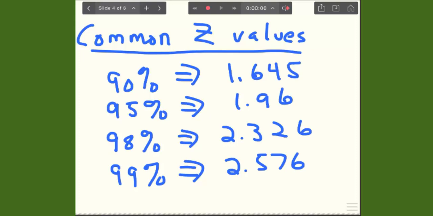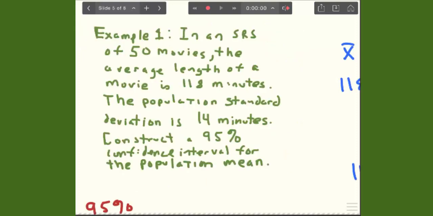Okay, so we'll start with an example. We have a simple random sample of 50 movies. So we have a simple random sample. That's one condition met. The average length of the movie is 118 minutes. The population standard deviation is 14. That was one of the other requirements. We had a population standard deviation. And we want to construct a 95% confidence interval.